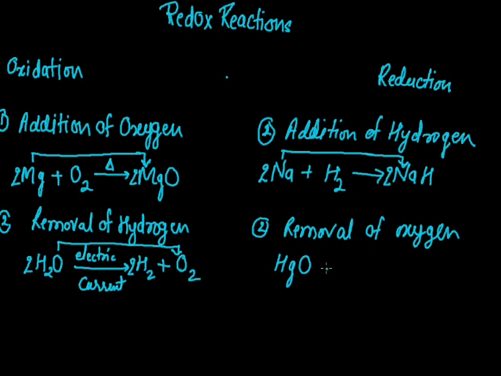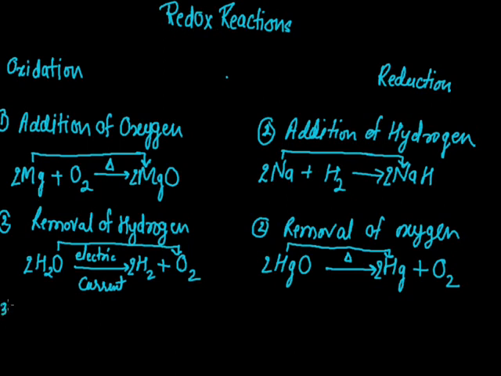HgO, mercury oxide. When we heat mercury oxide, it breaks into mercury plus oxygen. You can balance it by putting 2. Now in this reaction, put an arrow from mercury to mercury. Before the reaction, oxygen is present in mercury oxide, but after the reaction oxygen is removed and here only mercury is obtained. So mercury was bonded with oxygen, but here mercury is free of oxygen. So we can say that removal of oxygen takes place, and this reaction is a reduction reaction with respect to mercury.